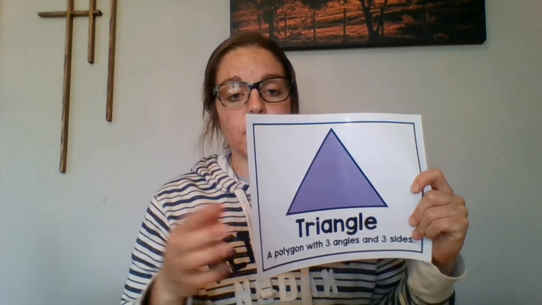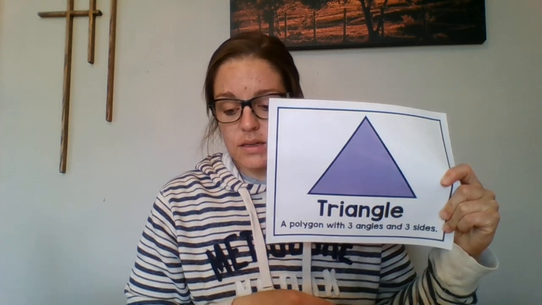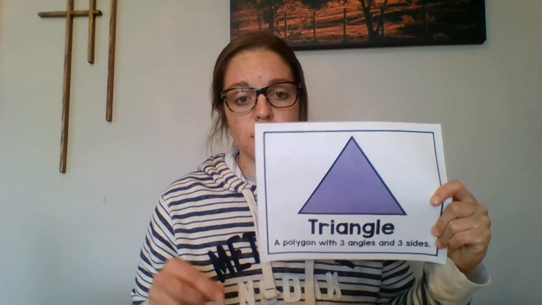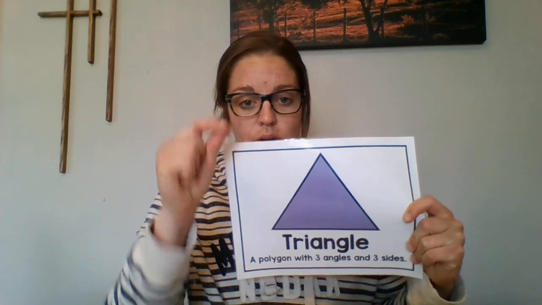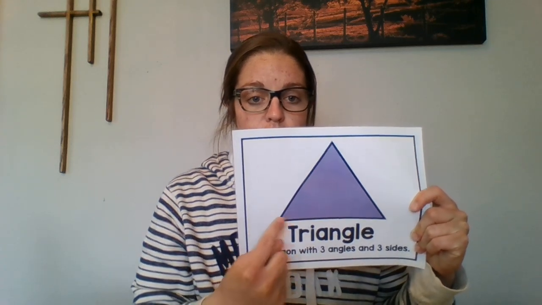So we know if we count the sides of a triangle, we have 1, 2, 3 sides. And if we were to count the vertices, remember those are the corners, we have 1, 2, 3. So any shape that's on a paper that has 3 sides and 3 vertices, we would call that a triangle. All right, that was right up here.